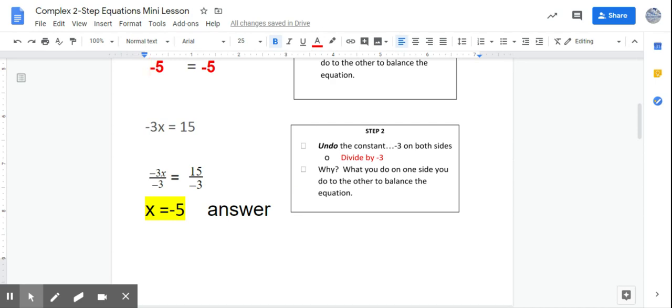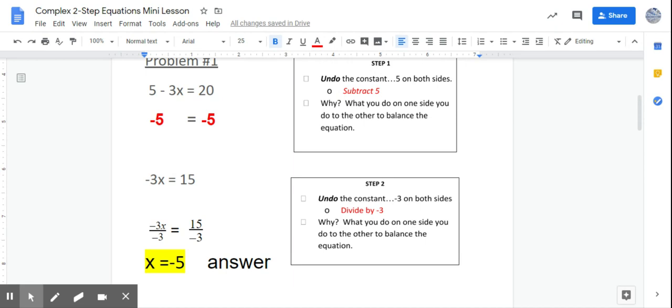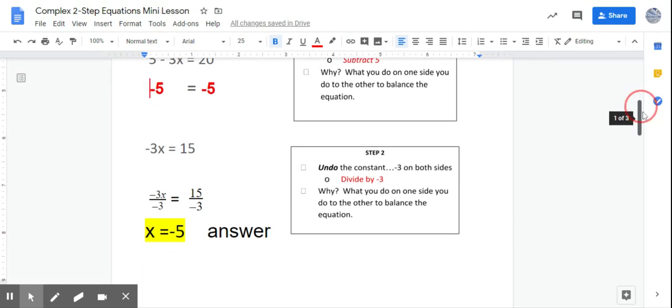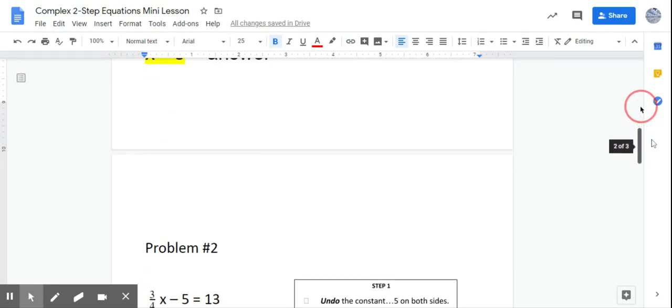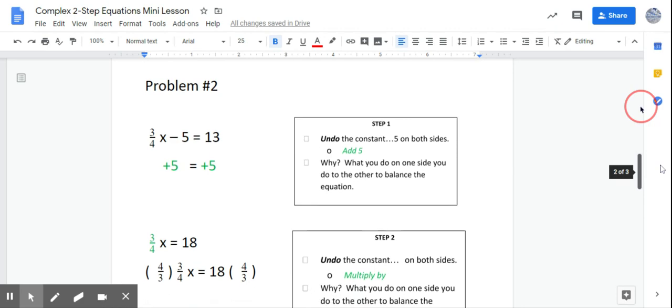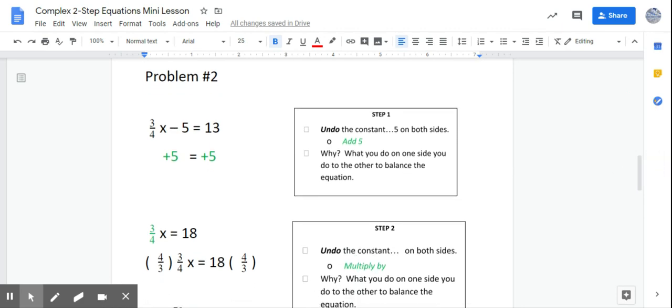You could always substitute the negative 5 into the original equation to do your check to make sure everything equals out. But that will give you negative 5 as our answer. And remember, what you do on one side of the equation, we do on the other side to balance it out. Problem number 2, we have our problem that has the coefficient as a fraction. So we have 3/4 x minus 5 equals 13.